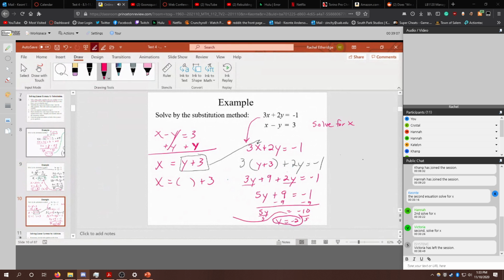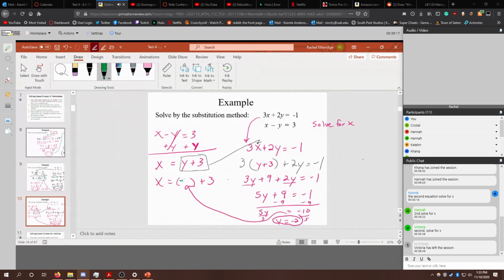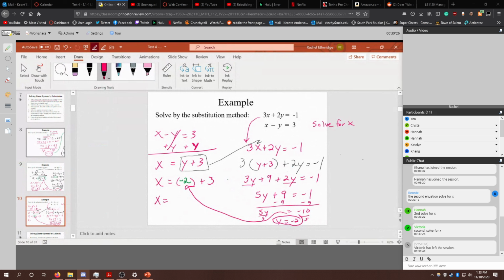So I'm going to take negative 2 and put it there in place of y. So x equals negative 2 plus 3, which is 1. So that ordered pair would be 1, negative 2.